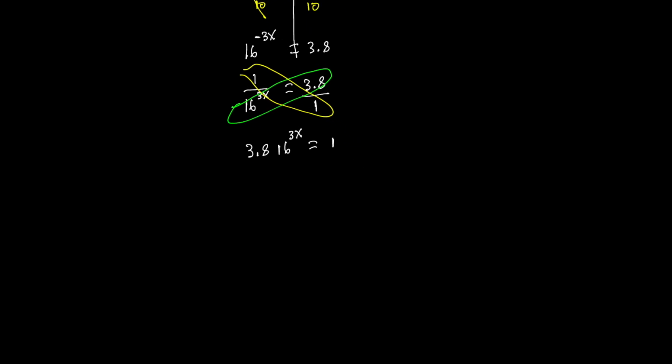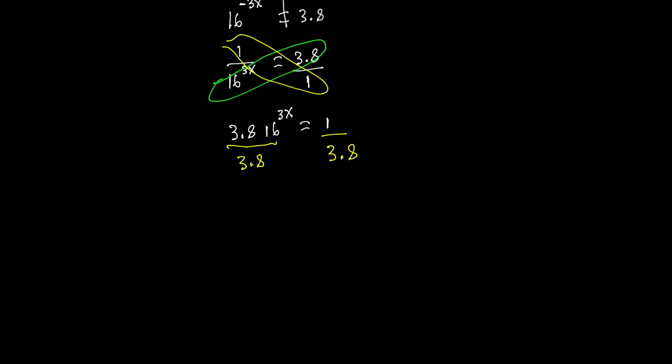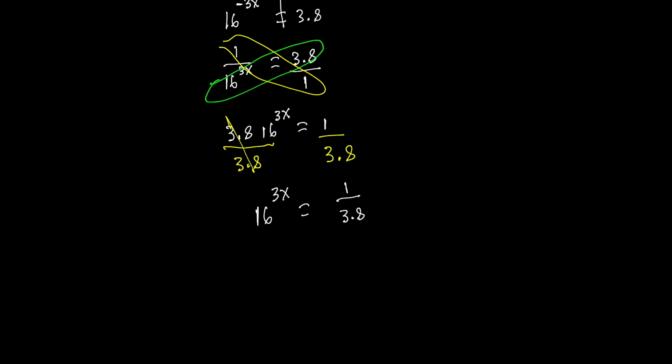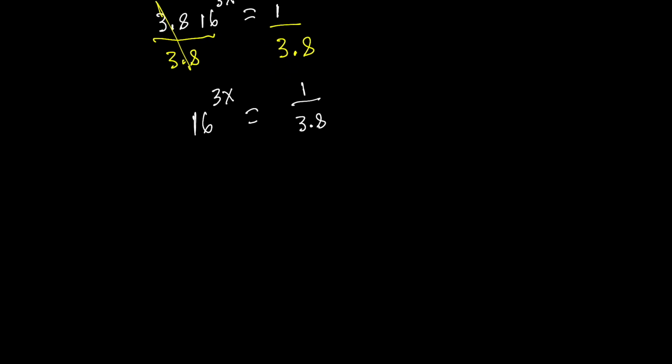Now I'm going to divide both sides by 3.8, since I got another scalar in front of my exponential expression. The 3.8s are going to cancel out, leaving me with 16 raised to the 3x equal to 1 over 3.8. Now it's at this point that I'm going to take the logarithm of both sides. So I'm going to get log of 16 to the 3x, and that's going to equal the log of 1 over 3.8.